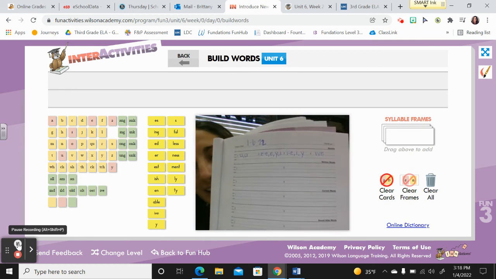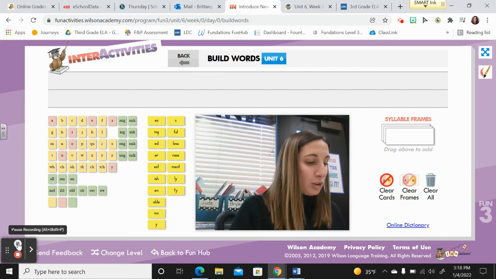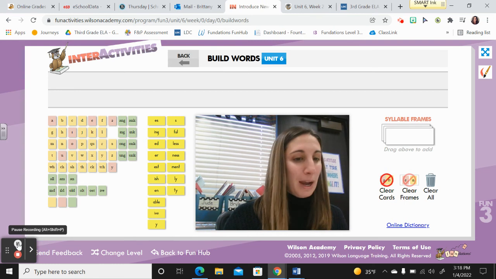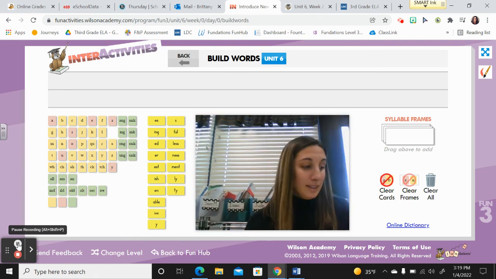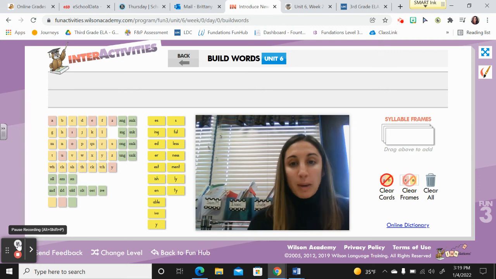I-V-E, give, if. Excellent work. All right, next we're going to move down to the review words. You're going to spell the word and mark it. Here we go. Number 1, swap. I want to swap books with my neighbor.